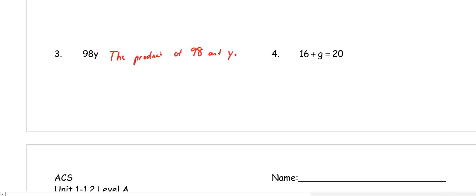Number 4, this time we have our addition. We also have an equal sign. So this one's going to be a little bit longer of a sentence. So for addition, we're going to use the word sum. So we say the sum of 16 and g. Now this is where we stopped for the other problems, but because there's an equal sign, we're going to say is 20.